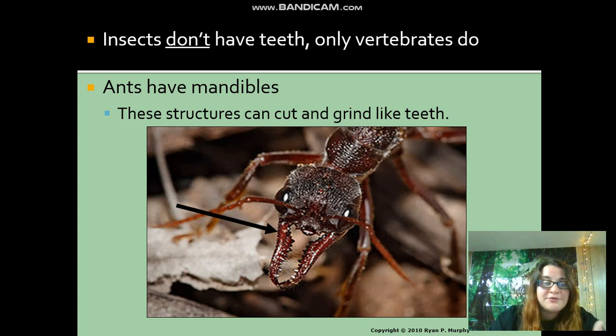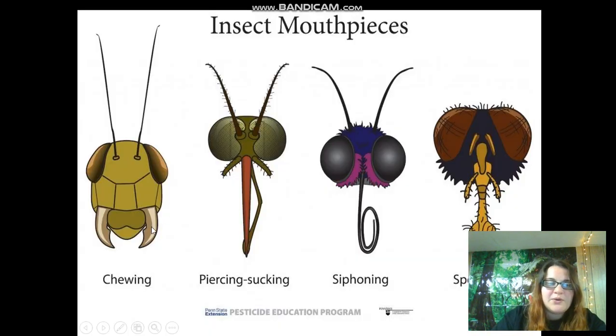Other insects have different types of mouth parts. Some of them have chewing mandibles like we saw on the ant. Some of them have a piercing straw like a mosquito. Some of them have a curlicue straw like a butterfly, and this one's called a proboscis. And then flies will have kind of a spongy mouthpiece.